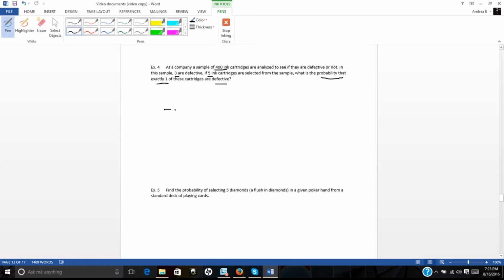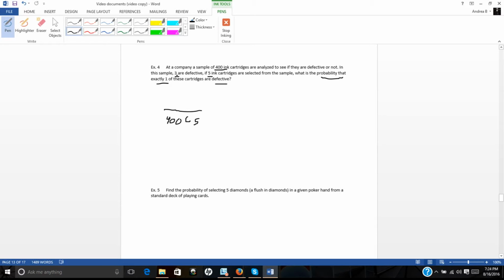Normally the easier part to get for these probability problems is the denominator first of all. Like we said, there's 400 ink cartridges, and we're selecting 5 of them. There's no type of order to these, so it'd be a combination with 5. Remember, C represents that you're dealing with a combination. The numerator is the trickier part, since we want the probability that exactly 1 of these ink cartridges is defective.